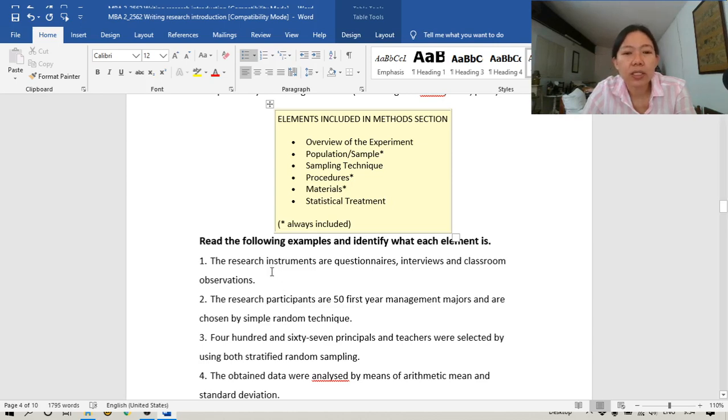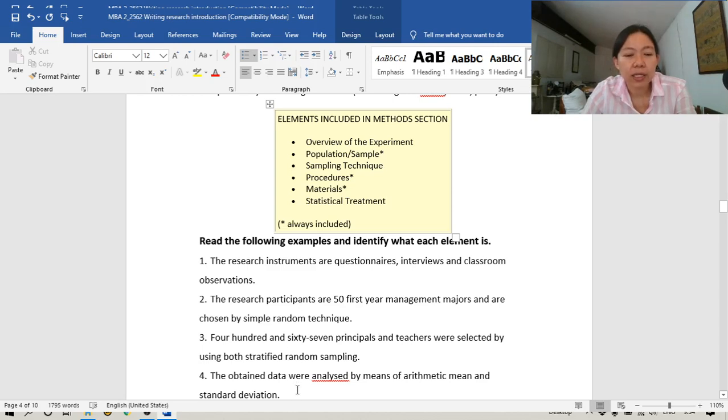Here, the sentence is used to talk about materials, research tools. And next, the research participants are 50 first-year management majors and are chosen by simple random technique. So here we have both the population and the sampling technique in one sentence. Again, with sentence number 3, 467 principals and teachers were selected by using stratified random sampling. So here we also talk about the population samples and the sampling technique.